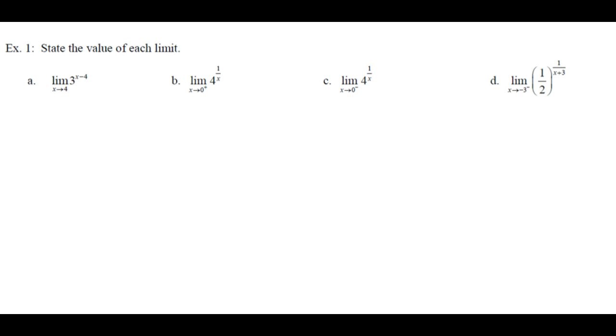State the limit of each of these. State the value of each limit. So what's our first strategy in doing limits? Try subbing it in, right? Just substitute in the value, see what happens. All right, so this will be equal to 3 to the 4 minus 4, which is 3 to the 0. Can you do that? 1.